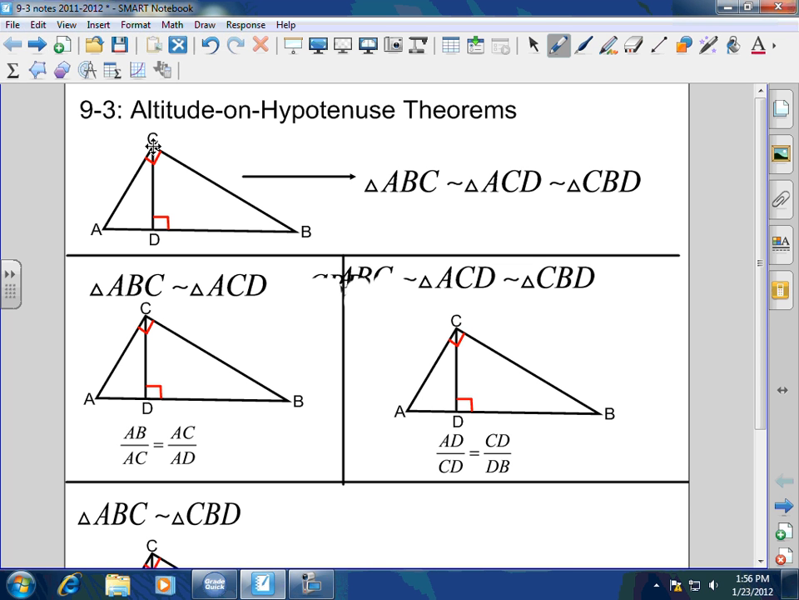No, it's not an indirect proof that I just did. I just proved that two were similar, and then I got to the third similarity because of transitive. Kind of a detour, more of a detour proof than an indirect.